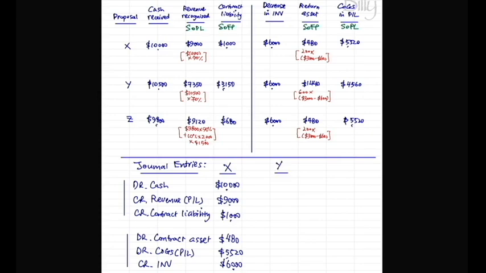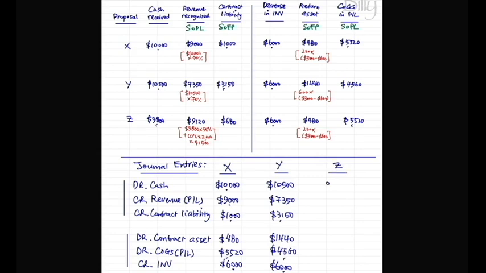Cash received for Proposal Y will be $10.5 million, this amount. Out of this $10.5 million, how much is already earned? 7,350. Unearned is 3,150, which is this amount. We must take out $6 million from our inventory. Out of this $6 million, how much is subject to return? 1440. And the balance will be accounted for as cost of goods sold, 4560.